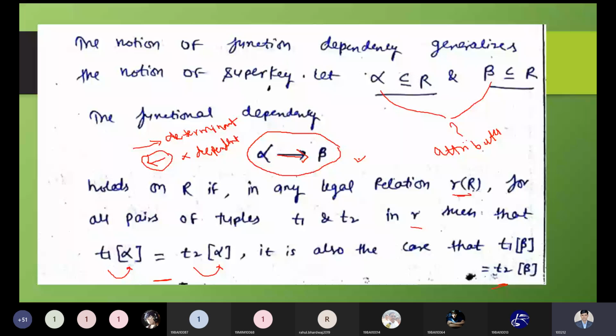Any doubt over here? Now keep in mind that alpha is a subset of the relation R and beta is a subset of the relation R, because they are part of the relation R. So alpha and beta are attributes, both part of the relation R. Tell me now, any doubt over here?